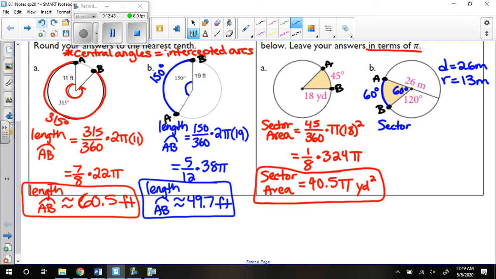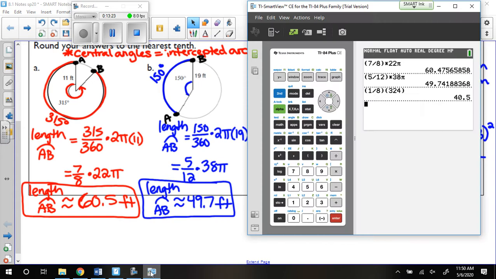So we've got sector area equals my degree for the arc AB, 60 degrees out of 360, multiplied with pi times my radius, which is 13, squared. So 60 over 360 reduces to 1/6. And then 13 squared is 169. So times 169 pi. And all we have to do is 1/6 times 169.